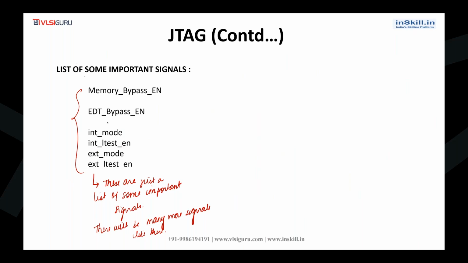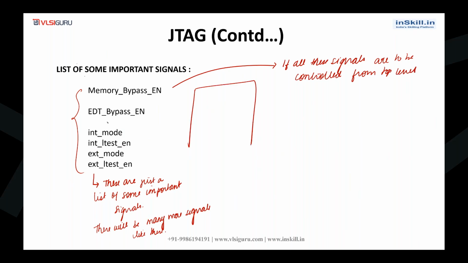Now, if all these signals are to be controlled from the top level, then if you allocate a top level port in order to control memory bypass enable, one top level port to control EDT bypass enable, one for int mode, one for Intel test enable, one for X mode, one for Xtel test enable, and so on. As I told, these are just some important signals. There will be many more signals like this.